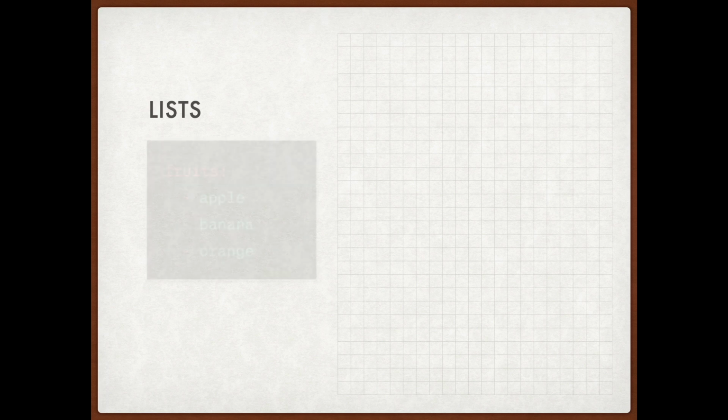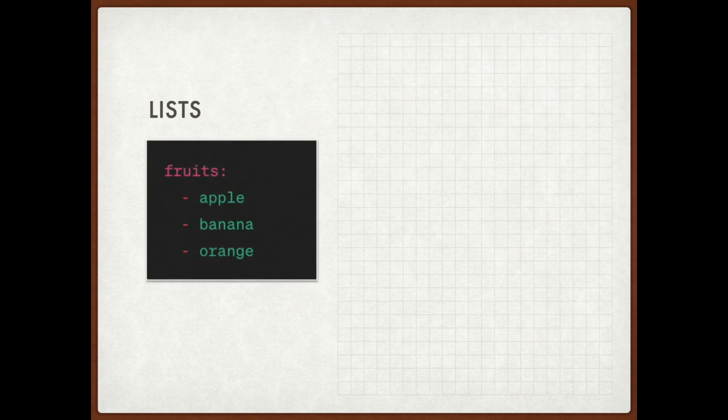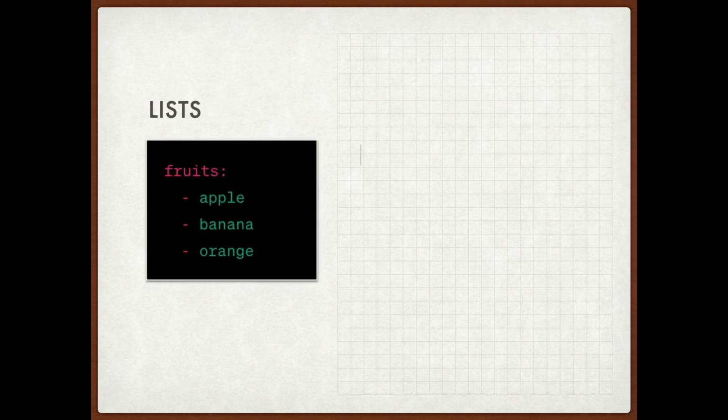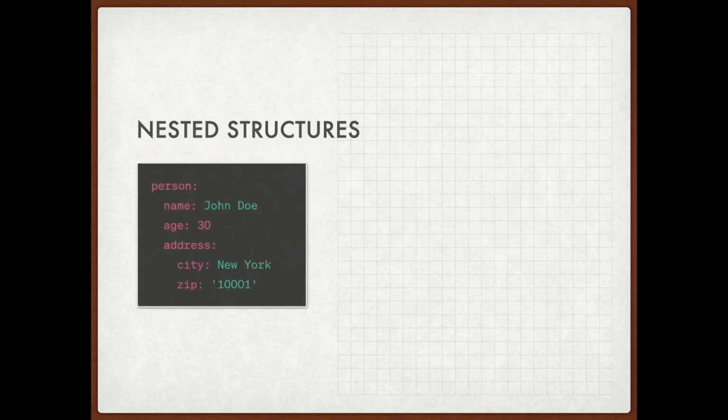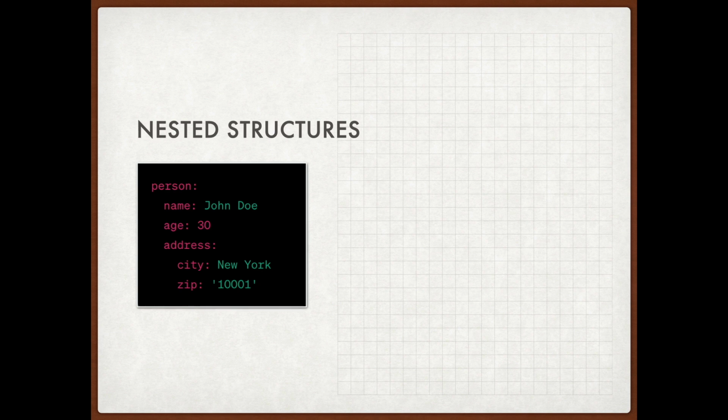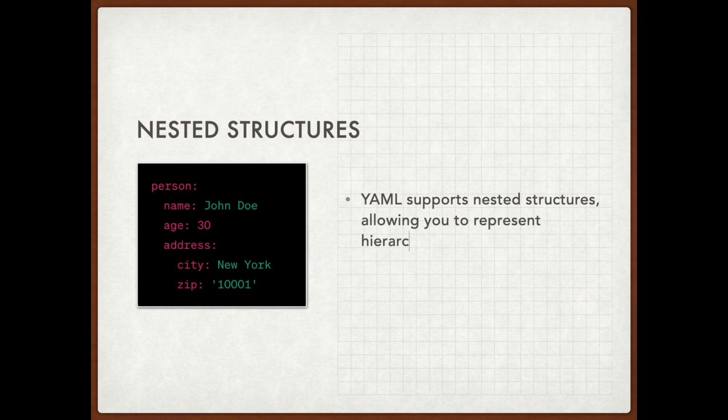Lists. Lists are denoted by a hyphen and a space. Lists allow you to represent an ordered sequence of items. Nested structures. YAML supports nested structures, allowing you to represent hierarchical relationships.